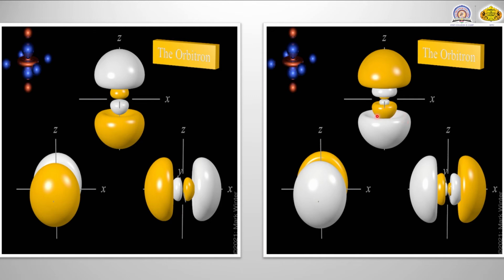So the gap between those orbitals represents the number of nodes. So there are 3 nodes, sorry, 2 nodes for 4p orbitals.